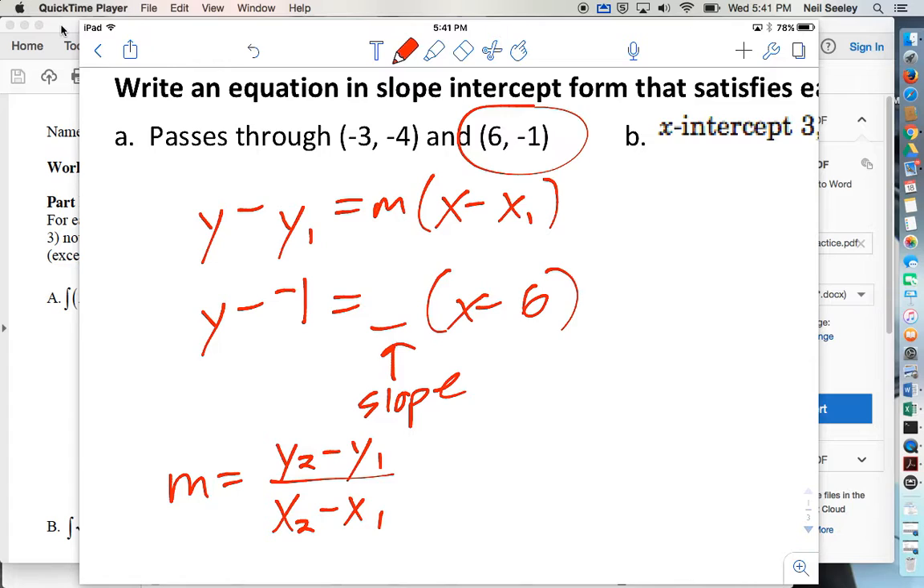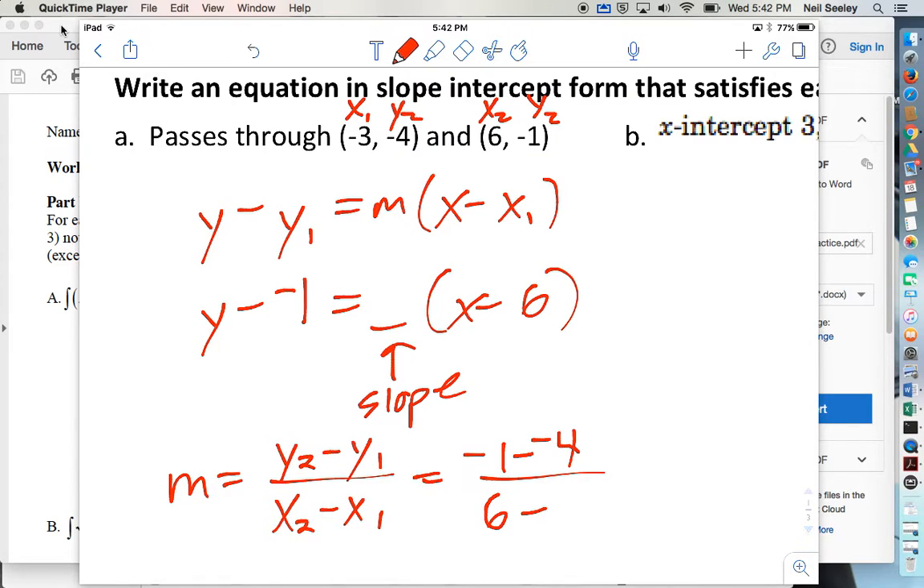y2 and x2, they're labeled as a first point and a second point, so it's not something to get all worked up about. One of these is x1 and y1, one of these is x2 and y2, in no particular order. It's just that when you subtract them, in this case I put y2 on the left, -1 minus -4, for my rise, the change in my y, I need to make sure I do the x subtraction in the same order, the right minus the left.